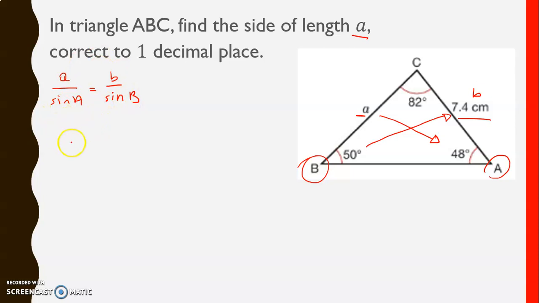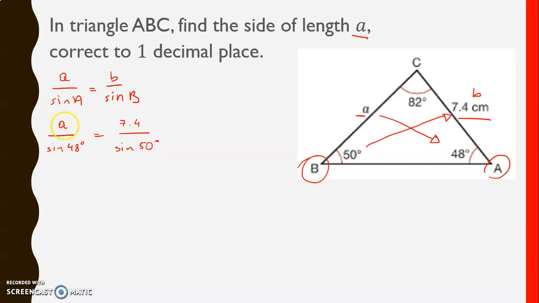Okay, next step is to substitute the known values. We don't know side A, that's actually what we need to work out. Okay, we do know angle A, so we have sine of 48 degrees equals to side B is 7.4, and we are also given angle B, sine of 50 degrees.